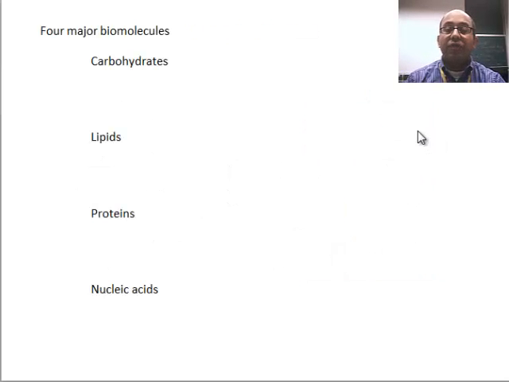So what are the four major biomolecules that you have to know? Carbohydrates, lipids, proteins, and nucleic acids. Carbohydrates have the general structure where they are usually ring structures with an oxygen in the ring.